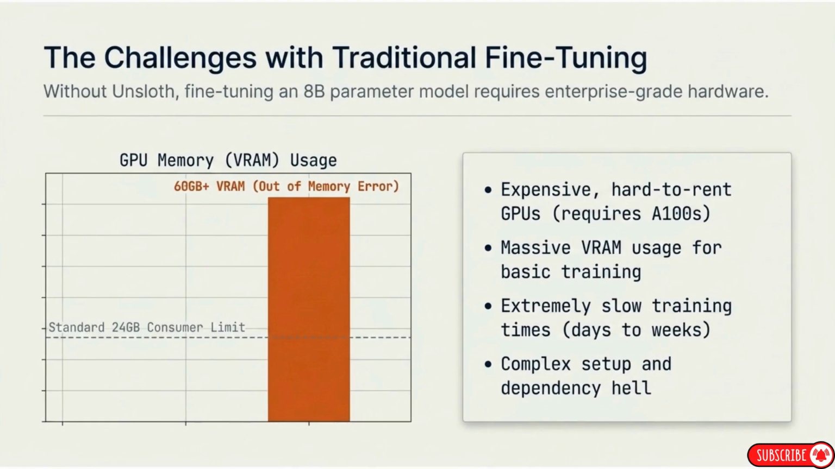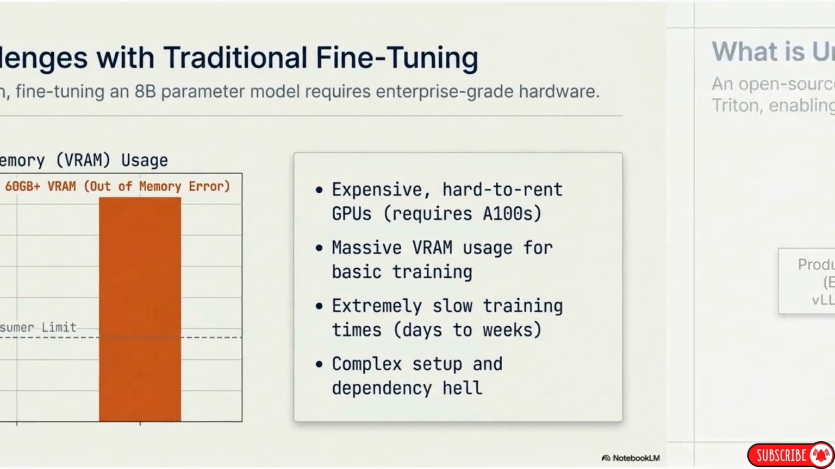Traditional fine-tuning is expensive and difficult. Large models can require massive GPU memory, enterprise-grade hardware, and long training times. For example, training an 8 billion parameter model using full fine-tuning can easily exceed normal consumer GPU limits. This is where optimized fine-tuning frameworks become very useful.